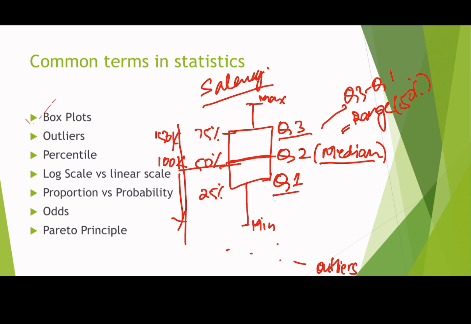For calculating the minimum and maximum, there is a formula. We don't need to memorize that formula. It usually gets calculated via system. But if you want to know, minimum value is given by Q1 minus 1.5 times the interquartile range, which is nothing but Q3 minus Q1. Q3 minus Q1 is the interquartile range. And maximum value is given by Q3 plus 1.5 times interquartile range.